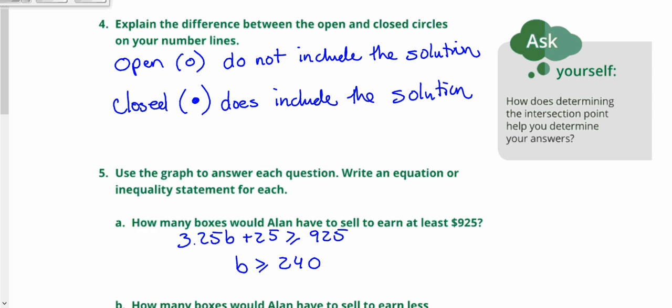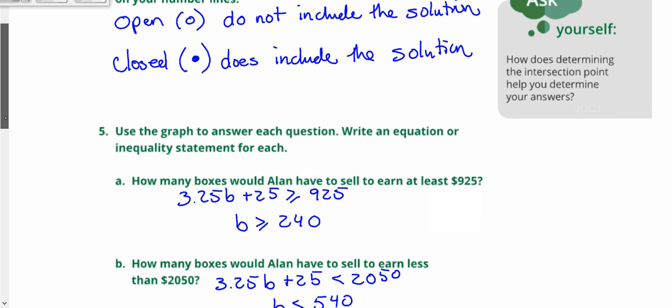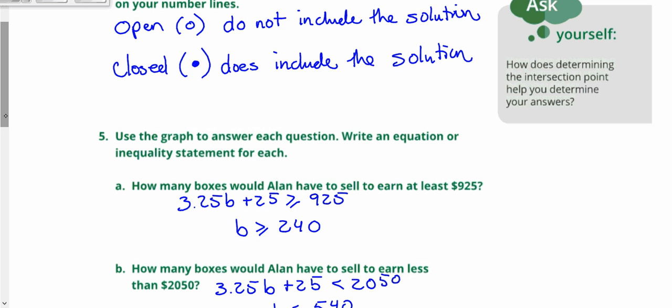All right, and then for number 5, A. How many boxes would Alan have to sell to earn at least $925? So remember, 925 represents the total amount of sales, or the F of B. So you would put in your equation 3.25B plus 25 is greater than or equal to 925. And so then B has to be greater than or equal to 240. So he would need exactly 240 to earn at least $925.